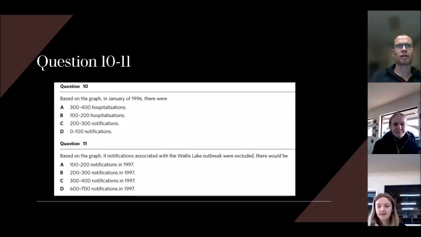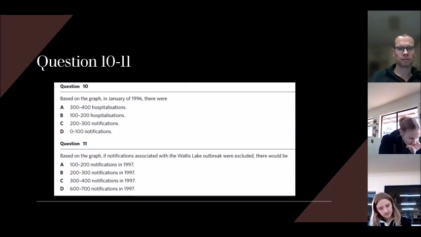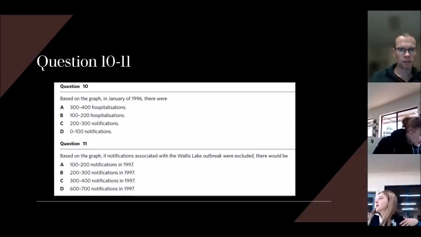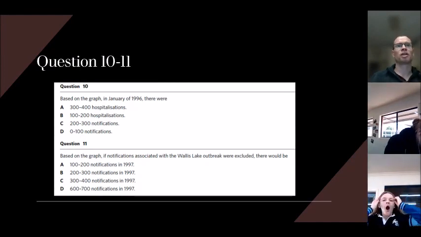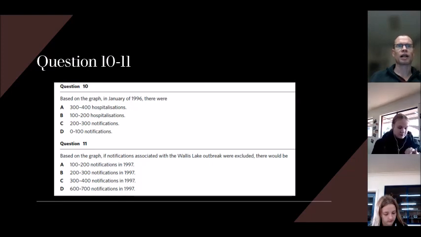It would have to be C, wouldn't it? But even that, I'm not convinced. It would have to be C. That's the closest. The hospitalizations are below 100 the whole way through in January of 96. So A isn't right because it's not 300 to 400. It's less than 100. And again, B is not right because it's less than 100. So it can't be A or B. There's clearly more than 0 to 100 notifications. So by process of elimination, I'd be saying C.